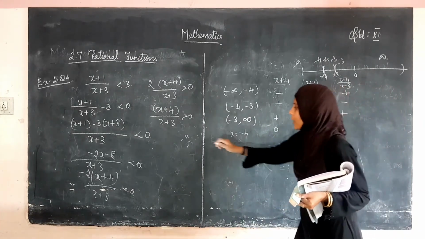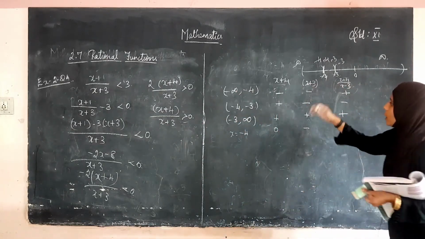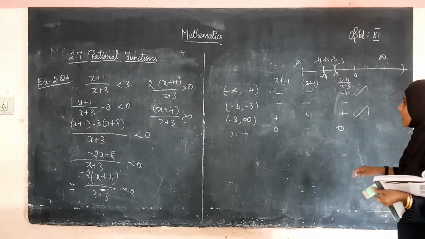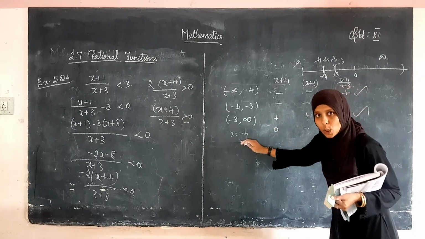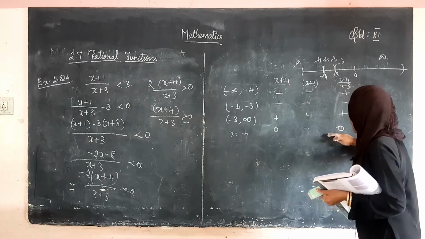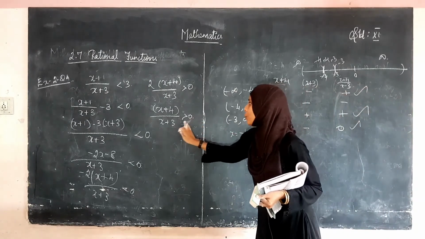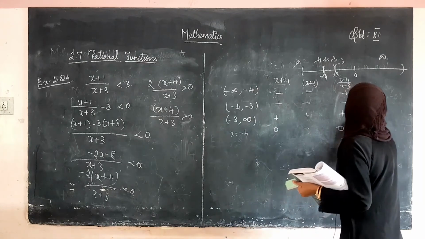See here, if it is greater than or equal to 0, we have to consider this also, x is equal to minus 4. If we get 0, this should be included, but here in the question they have given only greater than 0 alone, therefore this does not hold.